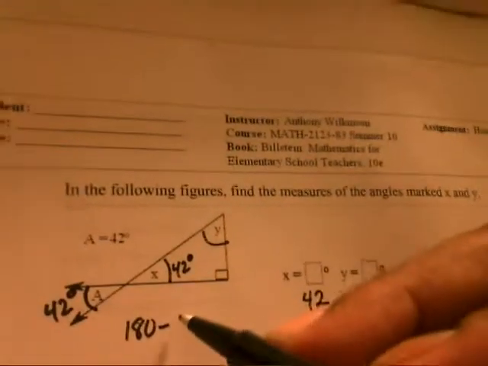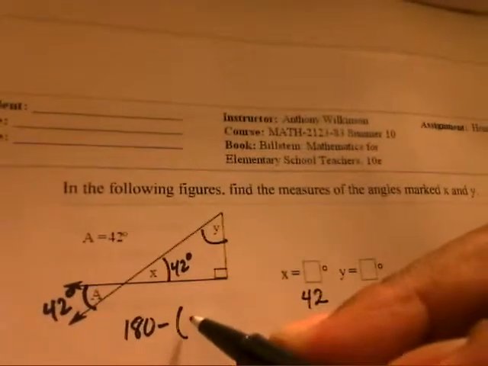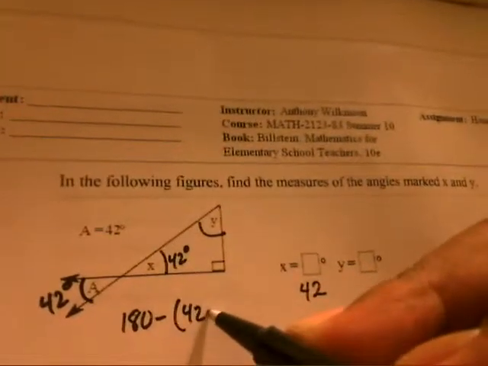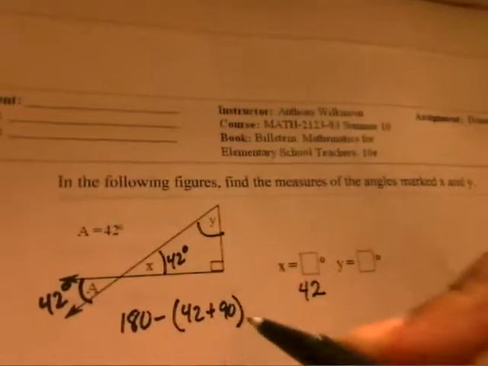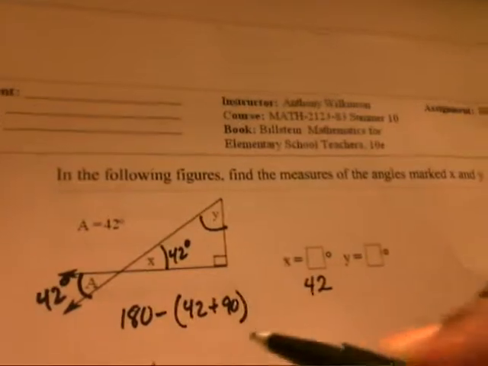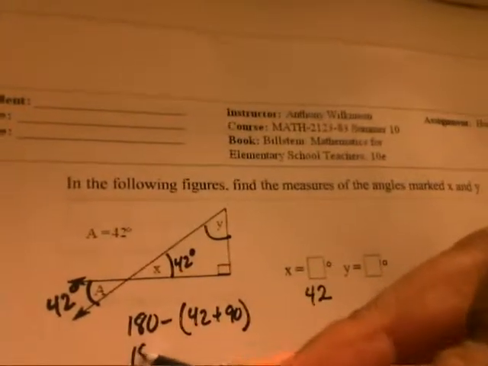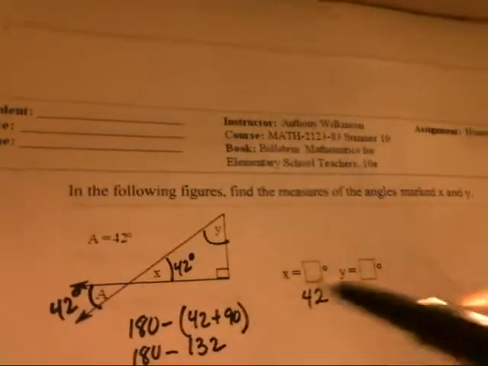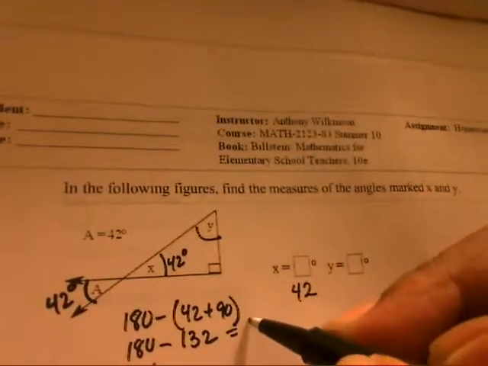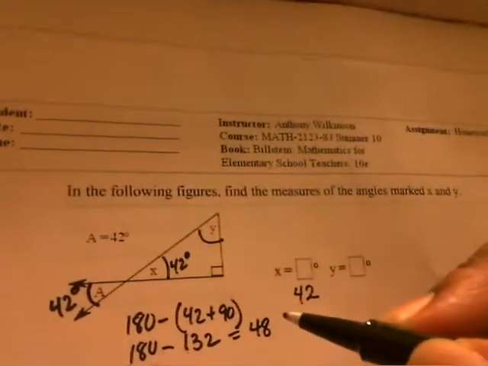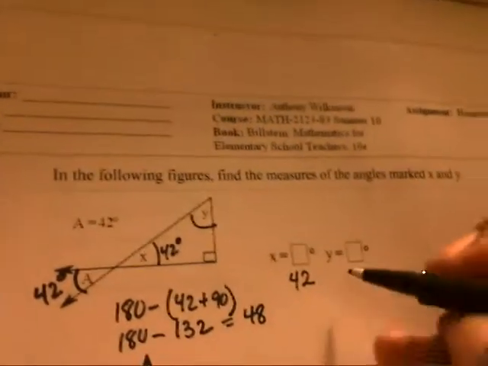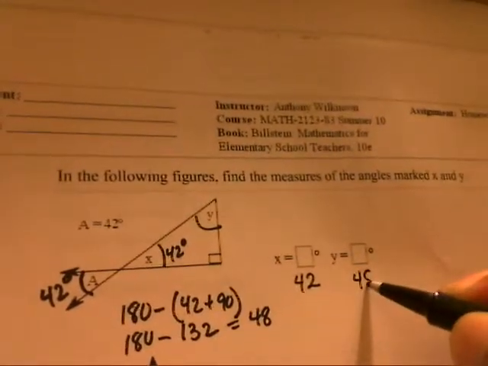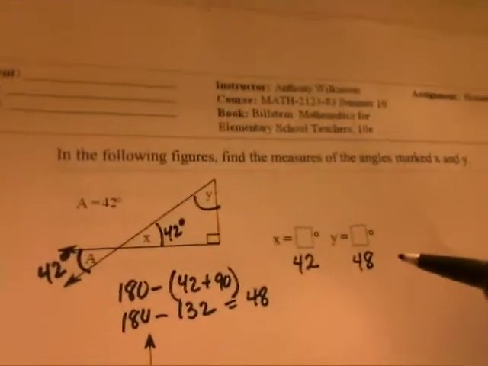So we can do 180 minus, and we found out that angle X is 42, so it'll be 42 plus 90, and then whatever that sum is, we subtract from 180. So it'll be 180 minus 132, which will be simply 48. So the measure of angle Y is simply going to be 48 degrees.